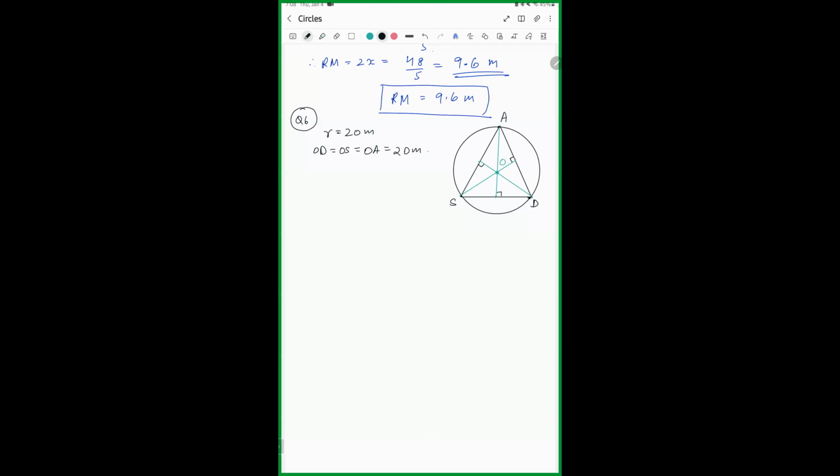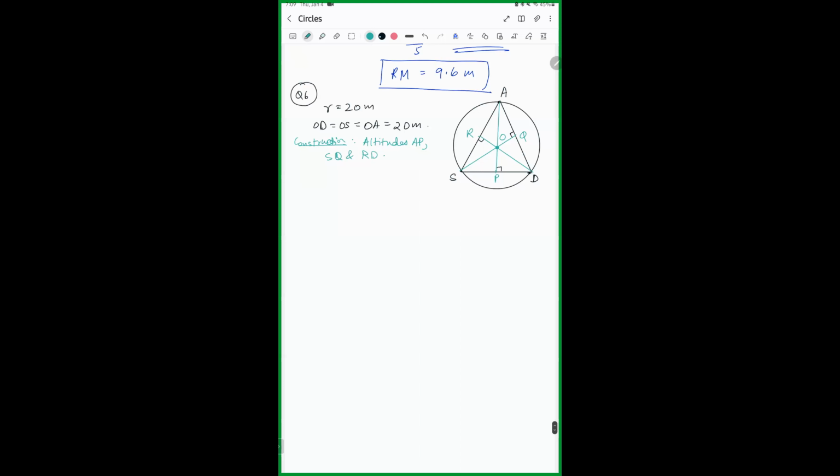So now let's get started with the actual question. The construction was that we drew altitudes. Let's name these points P, Q, and R. Altitudes AP, SQ, and RD. Fine.